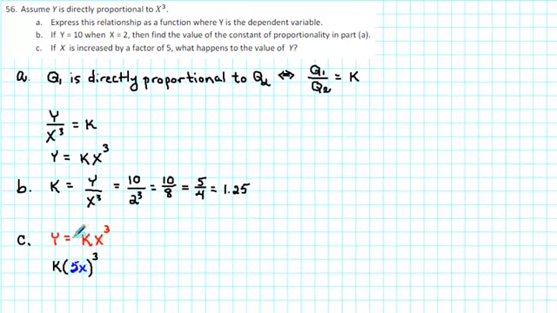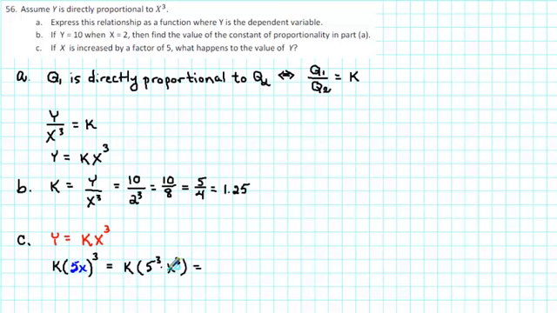So we start with y is equal to kx cubed and substitute 5x for x. We get k times the cube of 5x. But the cube of 5x is the cube of 5 times the cube of x. So this becomes k times 5 cubed times x cubed.